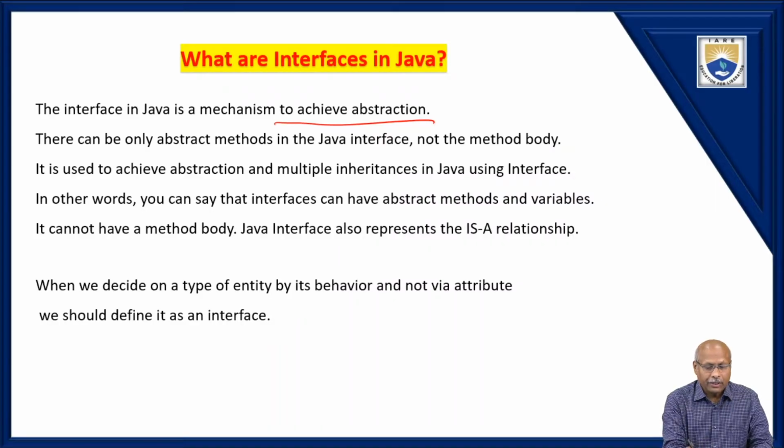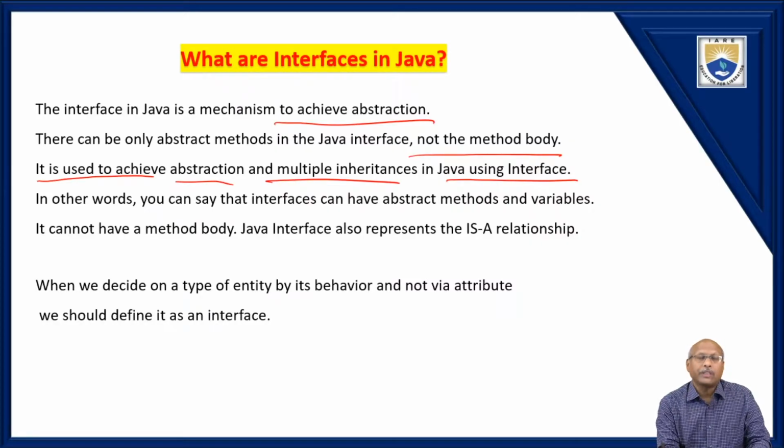There can be only abstract methods in a Java interface, not the body. So in an interface, we have only abstract methods. There is no body at all. It is used to achieve abstraction and multiple inheritance in Java. Generally, Java will not support multiple inheritance, whereas you can implement multiple inheritance with the help of an interface. Most of the time, even in exams or interviews, they may ask how you will implement multiple inheritance in Java. Actually, Java will not support multiple inheritance directly, but indirectly you can do it with the help of an interface.